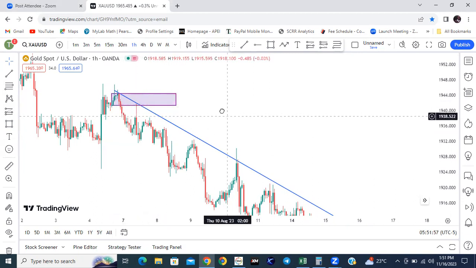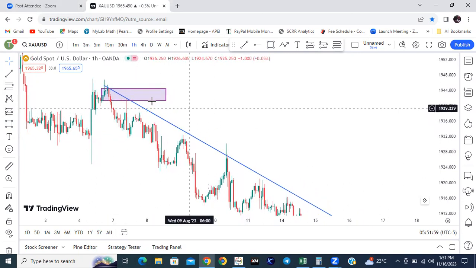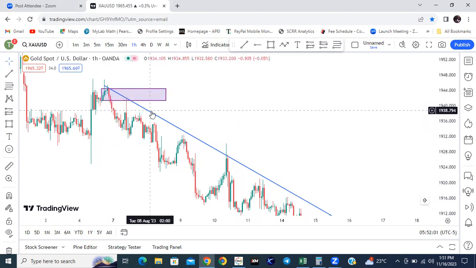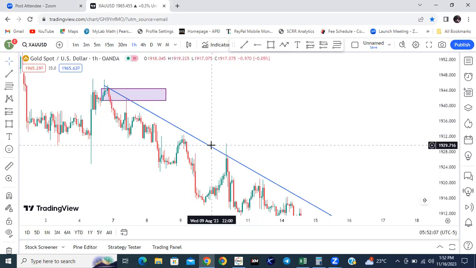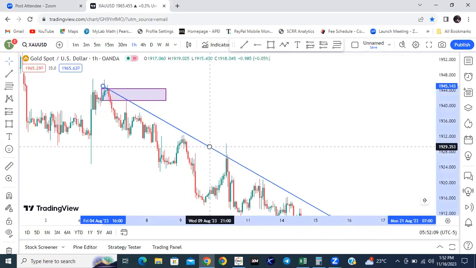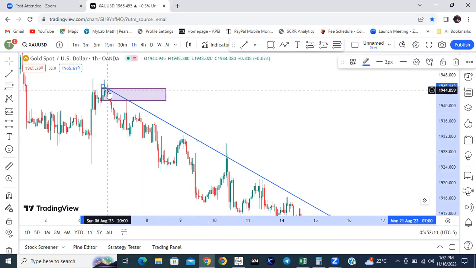Okay, and remember, the reason why we are saying this is a very effective strategy, remember when you are trading these trend lines, this could be the first touch, this is the second touch.